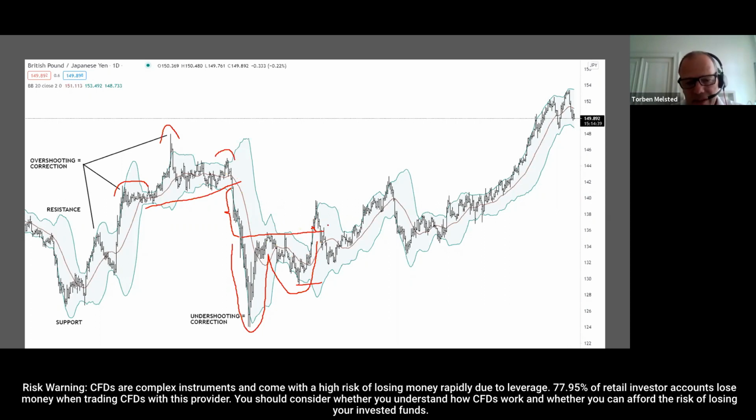It's a valid pattern. It's not invalidated, even though it goes below. It's only invalidated if it goes below here.